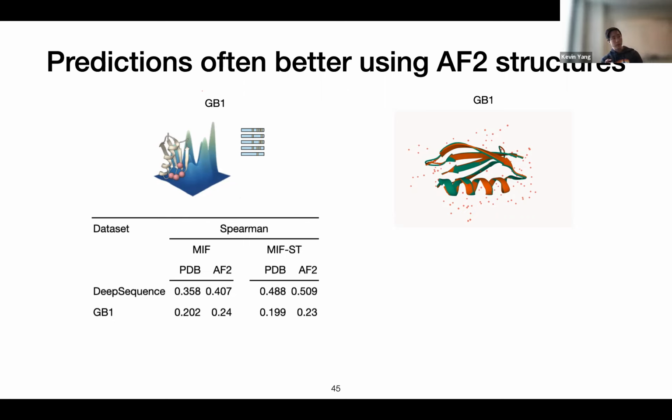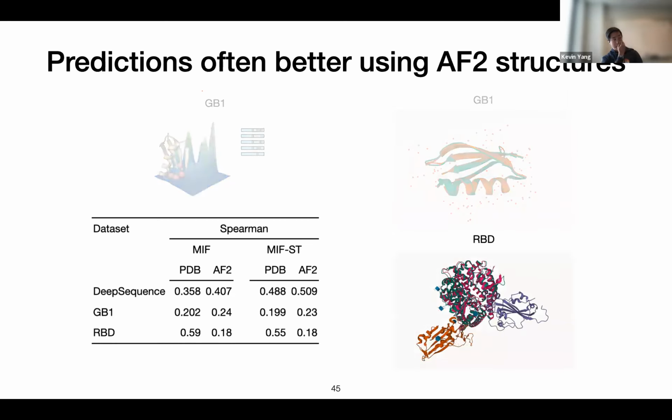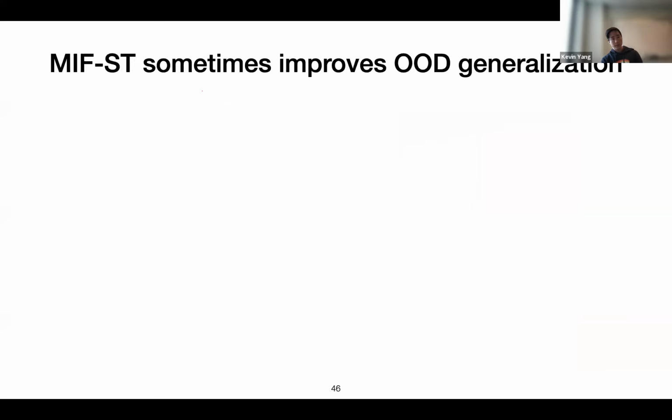And here that picture just shows the AlphaFold 2 structure and the PDB structure are very, very similar for this protein. For receptor binding domain, using the AlphaFold 2 structure hurts a lot. But then I looked at the structure I have from AlphaFold and it puts the RBD in the wrong place. So that explains why that might happen. So if you have a good AlphaFold 2 structure, it seems to do really well for zero-shot prediction. And depending on the task, using MIF with sequence transfer can improve even more on that out-of-domain generalization.